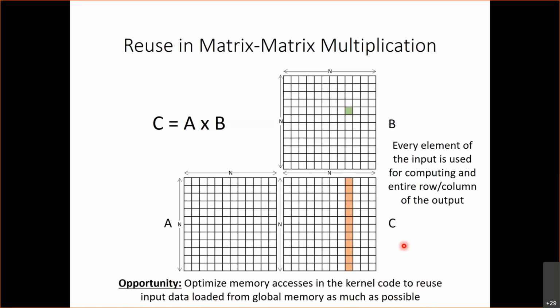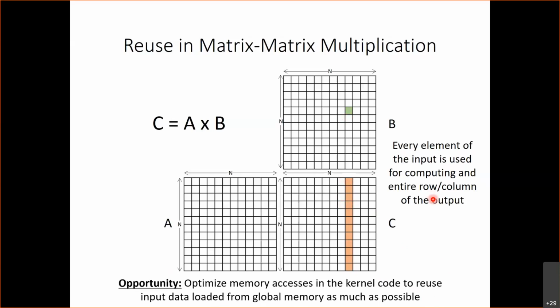Rather than loading this data from global memory for each one of these output elements, maybe there is some way for me to load this data somewhere and have only some threads load it, and then other threads can access this data without having to go to global memory. This would reduce the number of global memory accesses that we have and ultimately improve performance. Okay, so let's see how to do this.